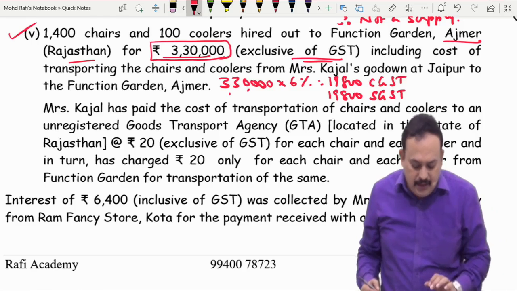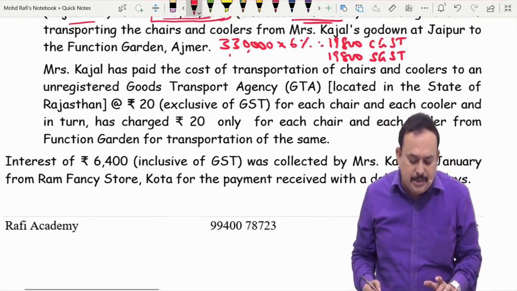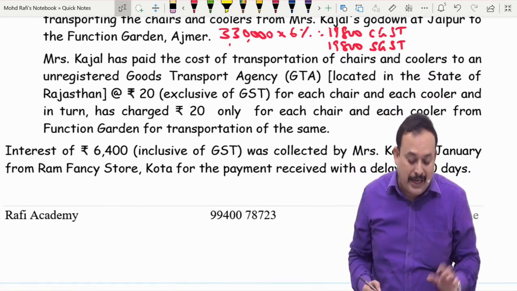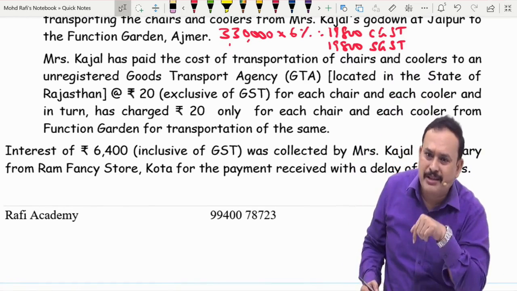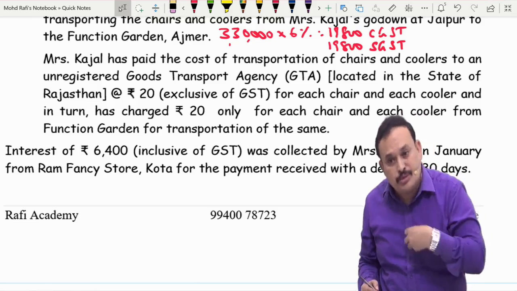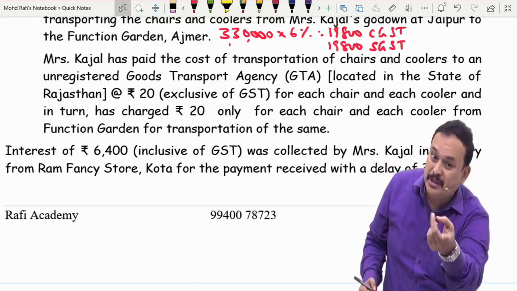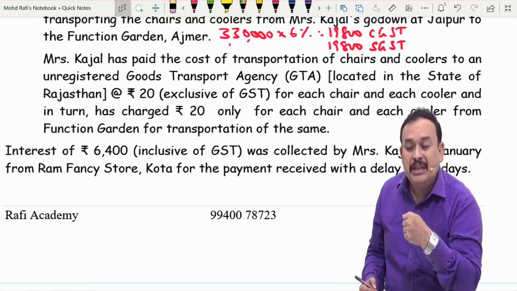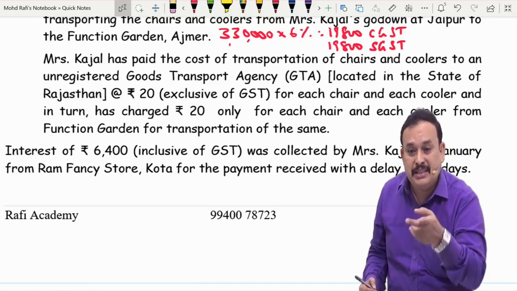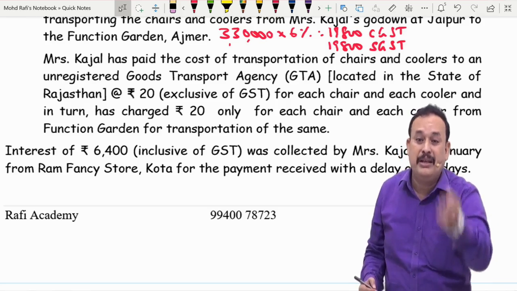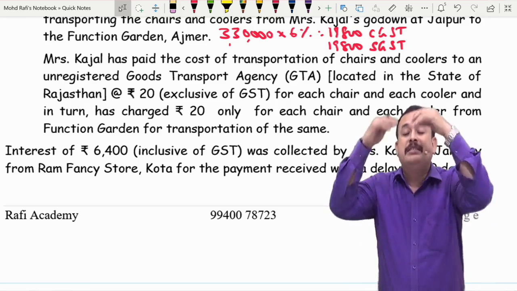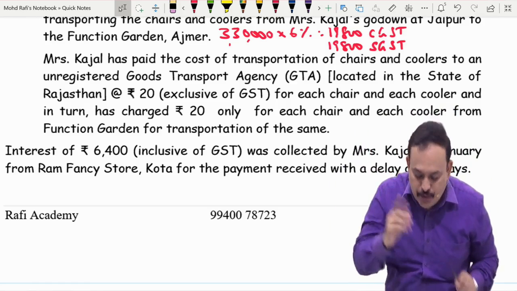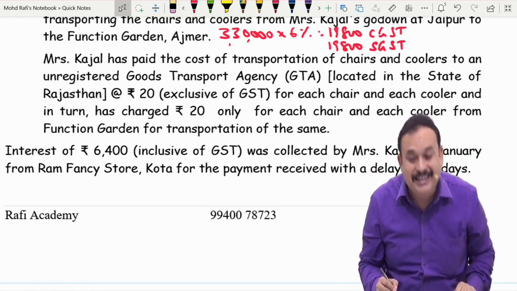Further they said, Kajal has paid the cost of transportation of chairs and coolers to an unregistered GTA. Sir, Kajal is a registered person? Kajal received the services from an unregistered GTA. Just now I told you in the earlier class, if the GTA provides these services to a registered person, the recipient is liable to pay GST. What rate? 5%. So it is taxable under the RCM.